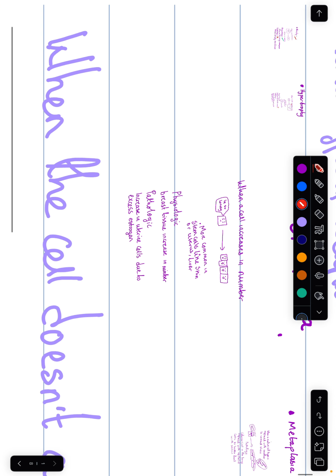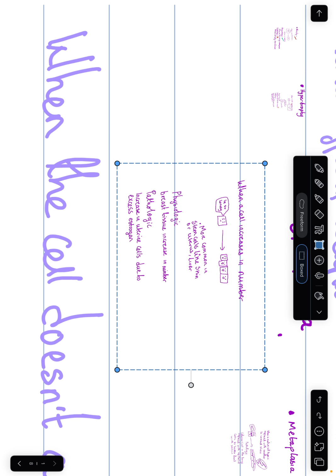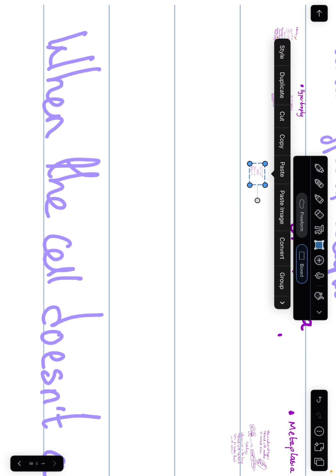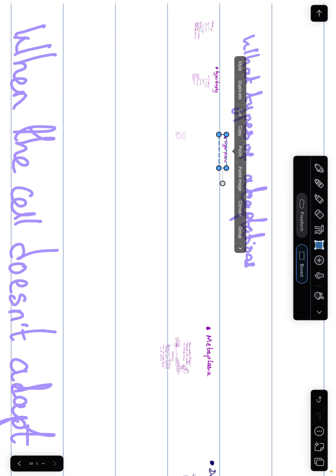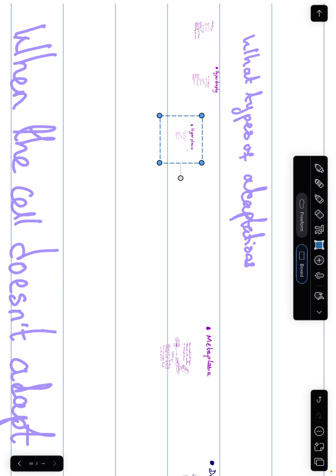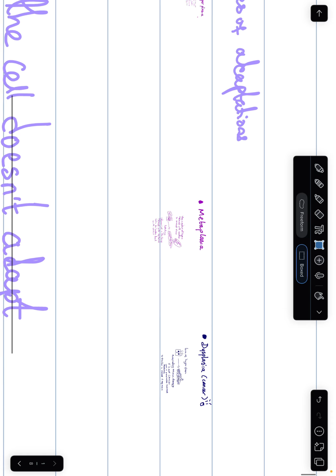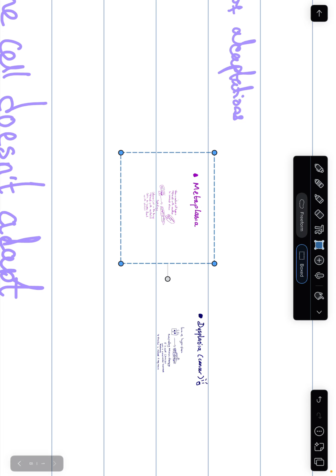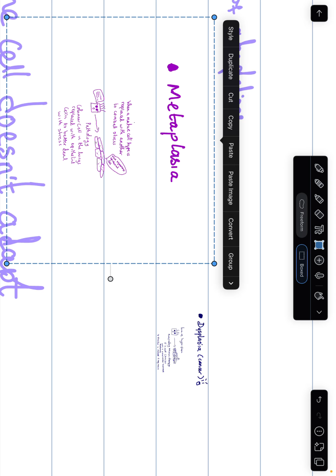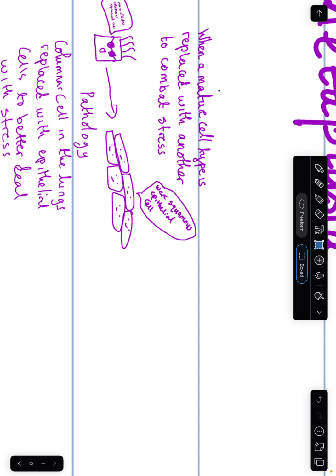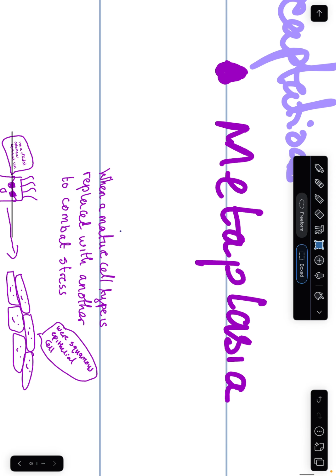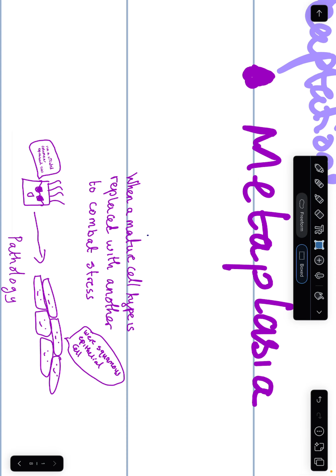Then we have metaplasia. This is basically what happens when a mature cell type is replaced with another type of cell to combat stress.